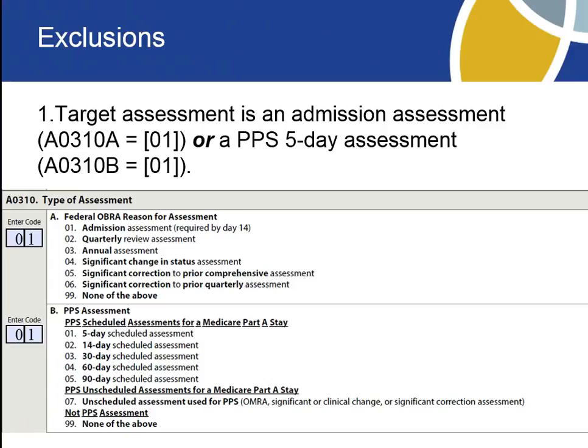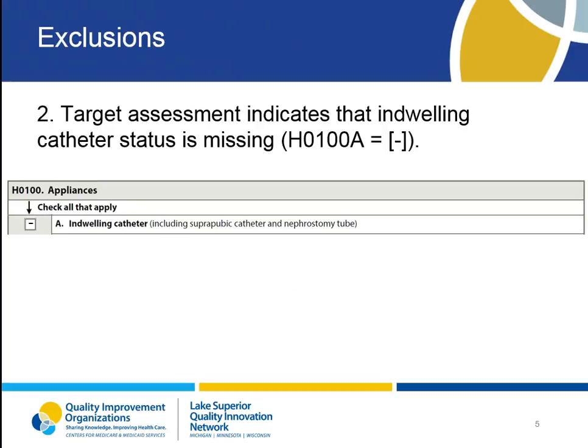The first exclusion is that the target assessment is an admission assessment. A0310A is coded as 01, or a PPS 5-day assessment, A0310B is coded as 01. The second exclusion is that the target assessment indicates that indwelling catheter status is missing, H0100A is coded as a dash.